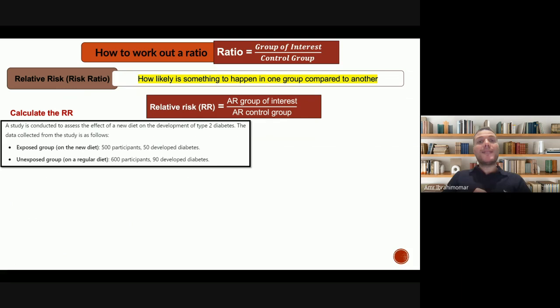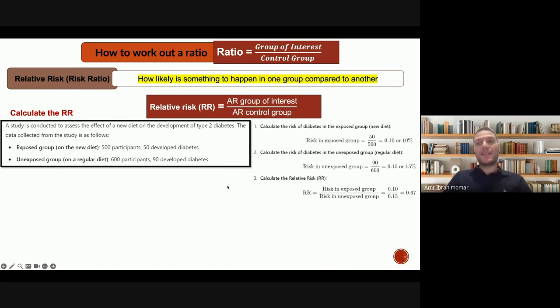How can you calculate the risk ratio? We need to find the absolute risk of the intervention group divided by the absolute risk in the control group. Where is the intervention group here? The new diet people. So calculate the absolute risk: it will be 50 over 500. Then the absolute risk in the unexposed group will be 90 over 600. Then you have the absolute risk for every group. Then you divide the interest group over the control group, and you will have the risk ratio.